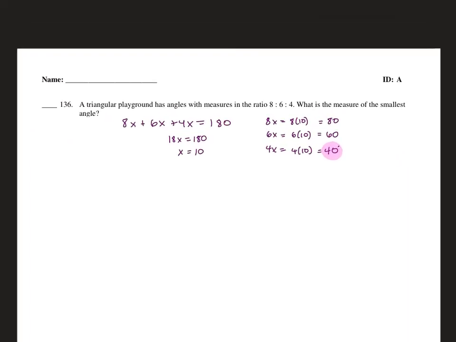136, if it has angles in the measures of the ratios 8 to 6 to 4, then we would say 8 times x plus 6 times x plus 4 times x equals 180. And you get x is 10. And then if it wants the smallest measure, you have to multiply them each by 10. The smallest one would have been 4 times 10, which is 40.